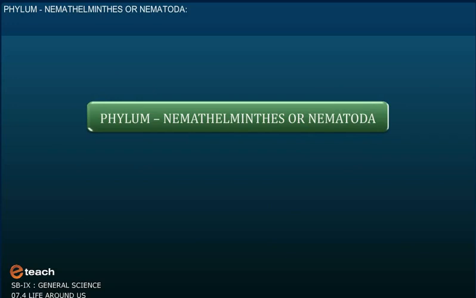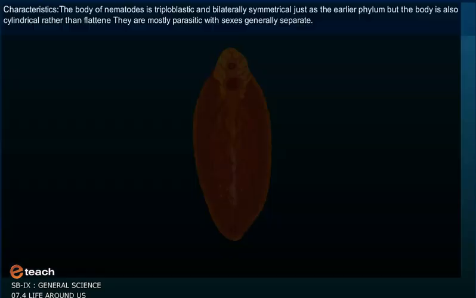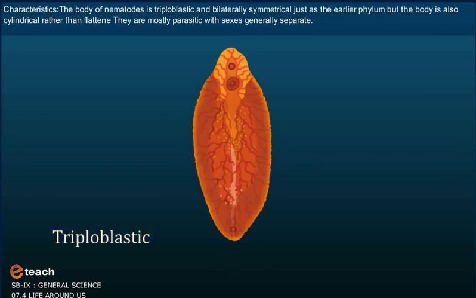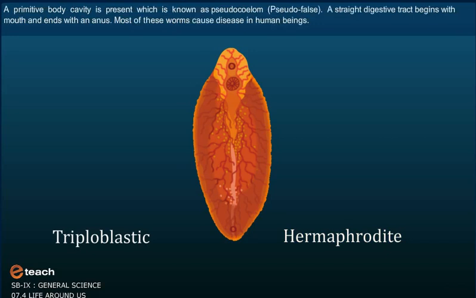Phylum Nemathelminthes or Nematoda. Characteristics. The body of nematodes is triploblastic and bilaterally symmetrical, just as the earlier phylum, but the body is also cylindrical rather than flattened. They are mostly parasitic, with sexes generally separate. Primitive body cavity is present, which is known as pseudocoelom. Pseudo means false. A straight digestive tract begins with mouth and ends with an anus. Most of these worms cause disease in human beings.